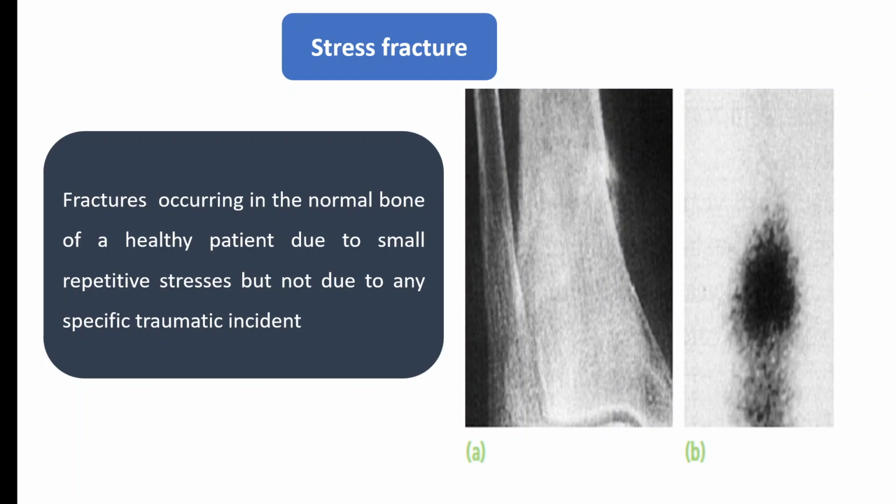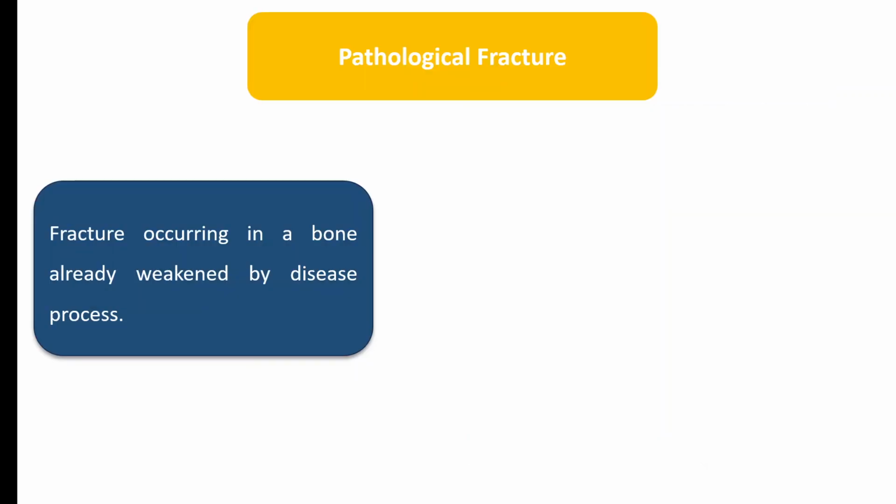So, in this picture, we can appreciate the subtle fracture which is in the stage of healing. So, there is the periosteal reaction. So, stress fracture occurs in the normal bone without any trauma, but due to the repetitive stresses.